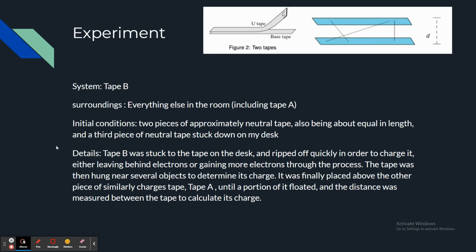Some details about the lab. Tape B was stuck to the tape on my desk and ripped off quickly in order to charge it, either leaving behind electrons or gaining more electrons through the process. The tape was then hung near several objects to determine its charge. It was finally placed above the other piece of similarly charged tape, tape A, until a portion of it floated, and the distance between the tapes was measured and the charge calculated.